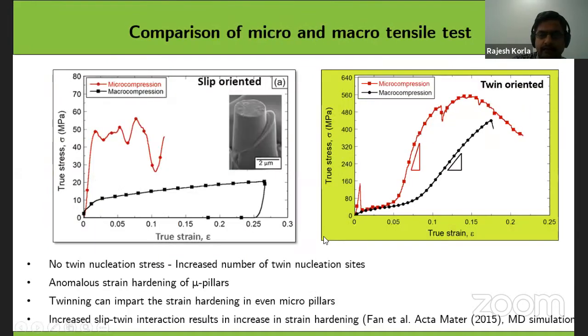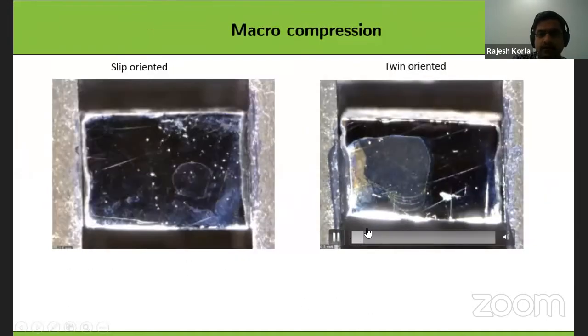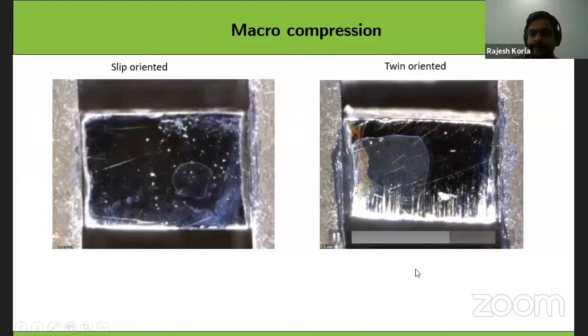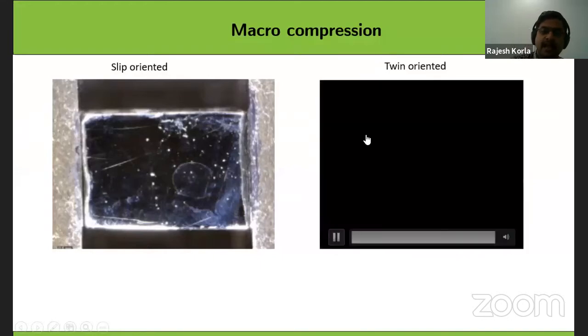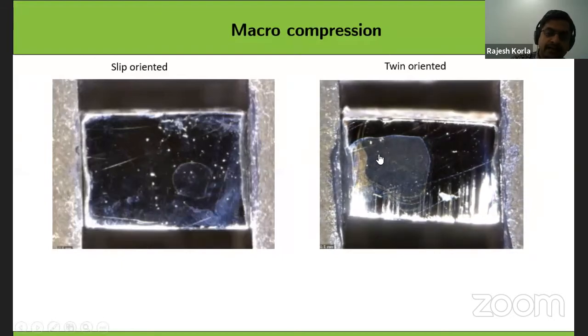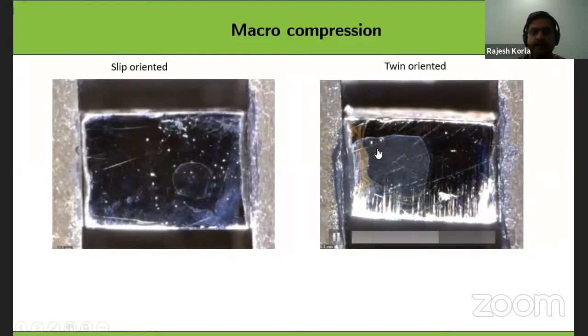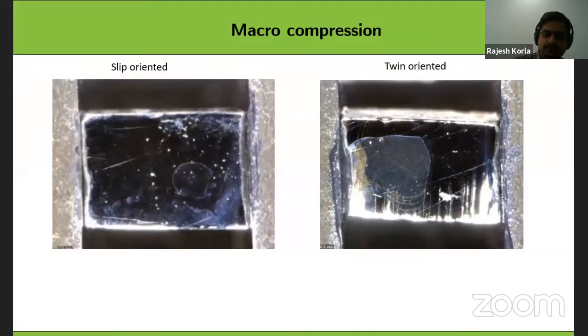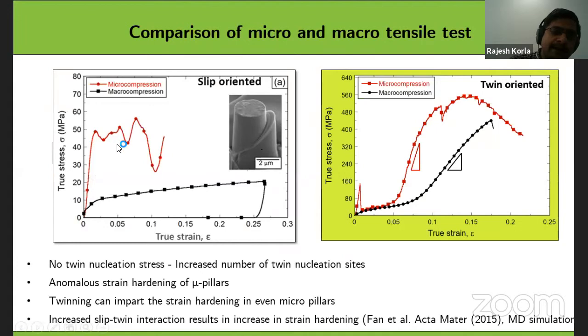But here only twins are there, which are perpendicular to the tensile axis, which we observed in the pillar also. They are perpendicular to the tensile axis, compression axis. And I want to further note that these are single crystals. These are not polycrystals. These are all experiments done under single crystal conditions, right? That's why you see anisotropy sometimes. So this is how we compare the true stress from the micropillar and from the macroscopic for the slip oriented and twin oriented.